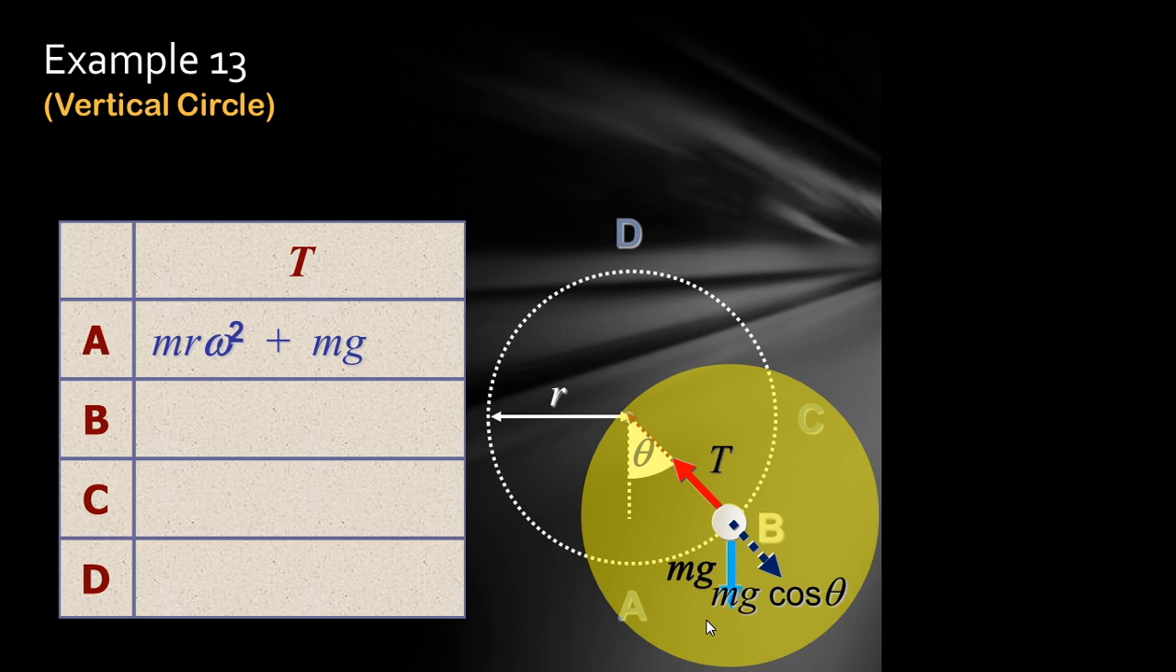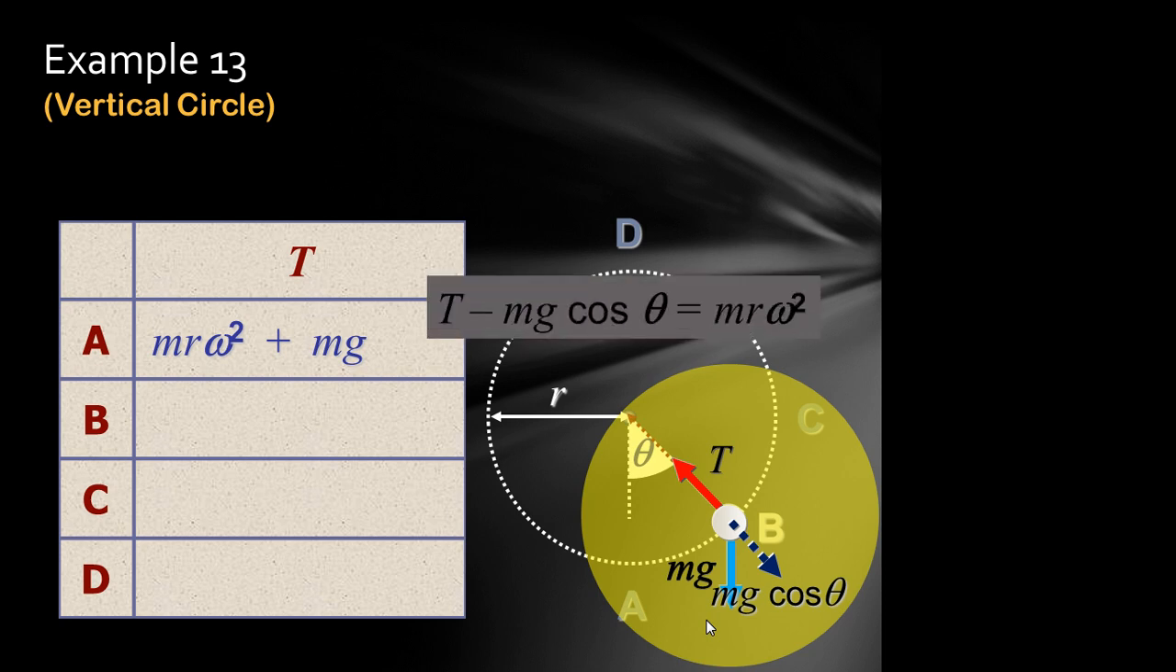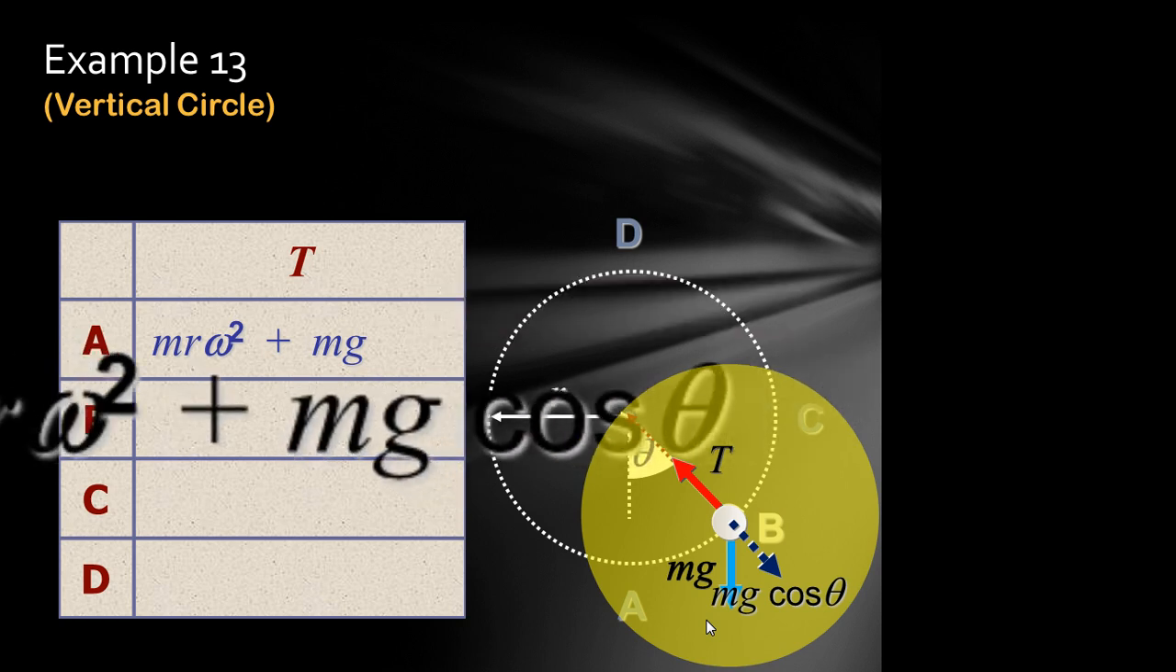The net force must still point towards the center. And tension minus mg cosine theta, that will be the net force that points towards the center. So that's the net force, but only considering the radial direction. Okay, so let's make T the subject and write it down.